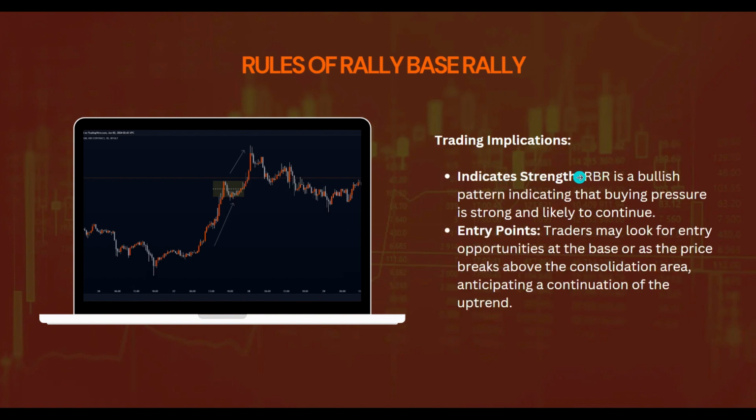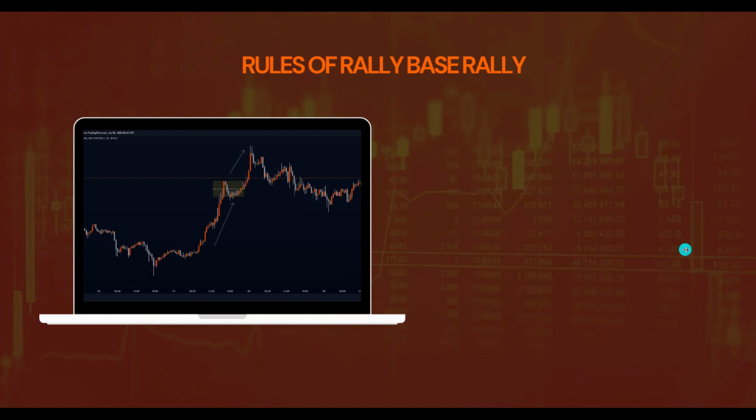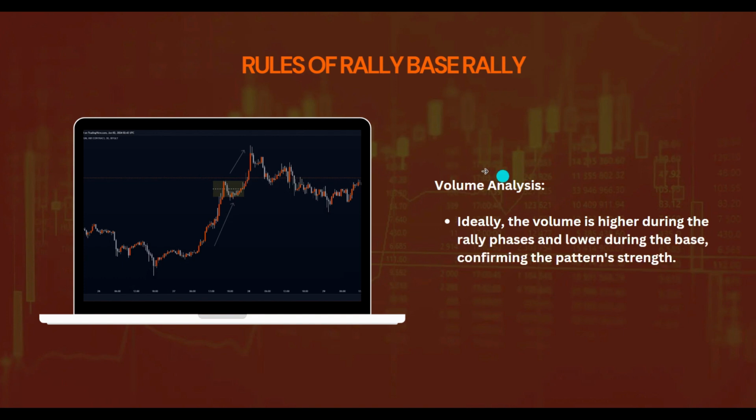Implications: this is a bullish pattern that indicates buying pressure is strong and it's likely to continue. Entry points will be opportunities from the base to get into the price from maybe a demand area and try and get into it on a smaller time frame. That'll then help you to get into it after the consolidation, back into the uptrend. Again, you're going to need volume analysis. The way that you understand the volume is that you're only getting maybe one-sided color or big candles that indicate that there's still bullish pressure in the area.